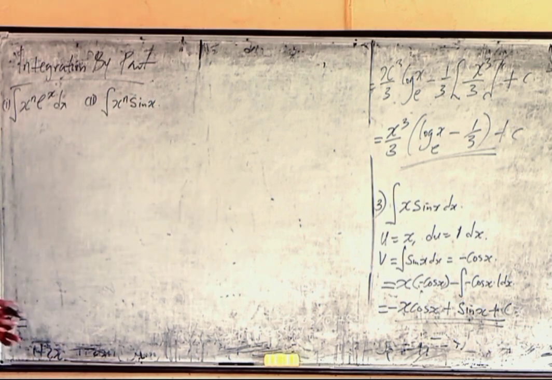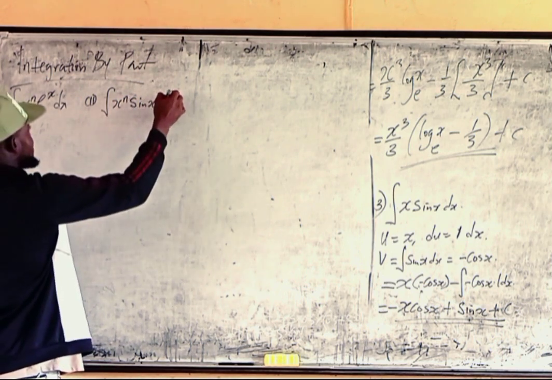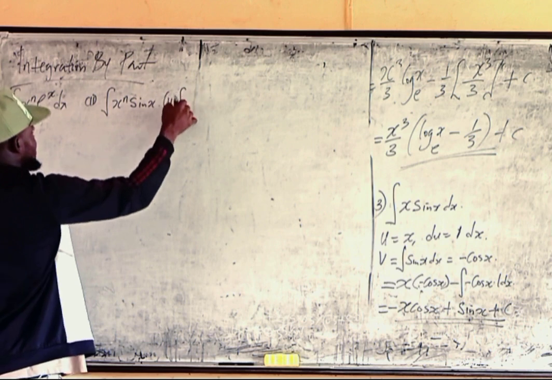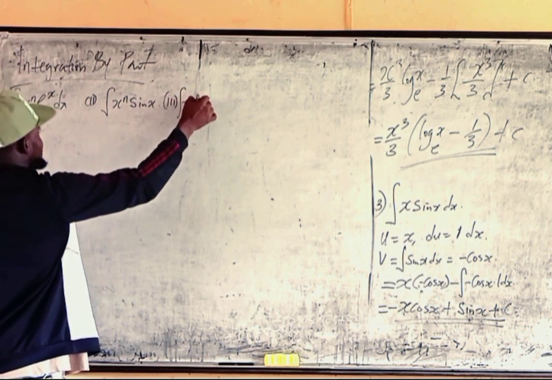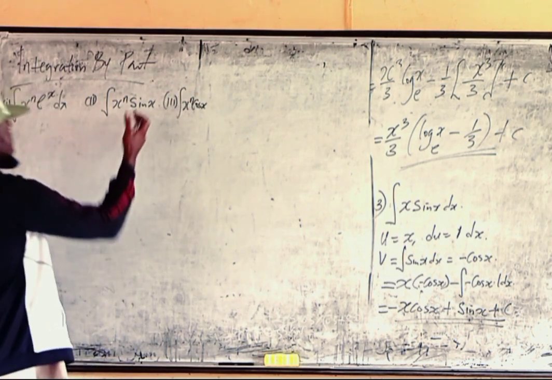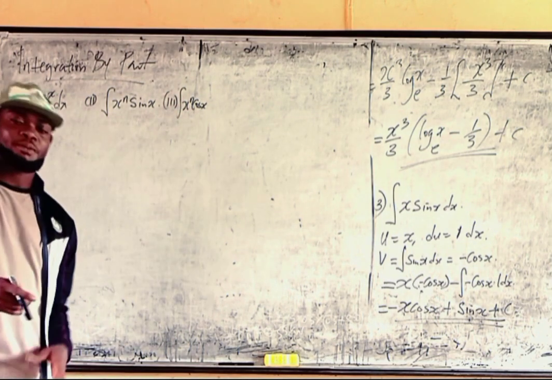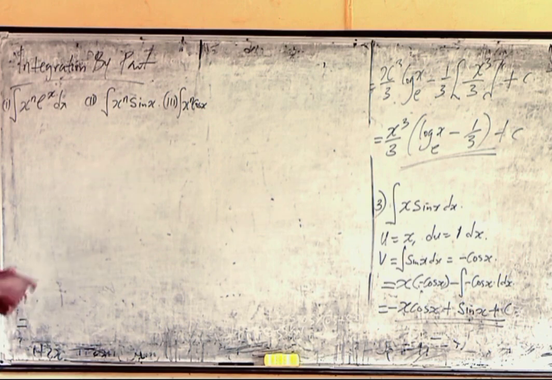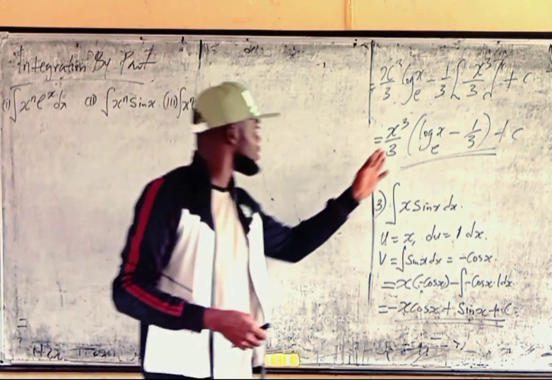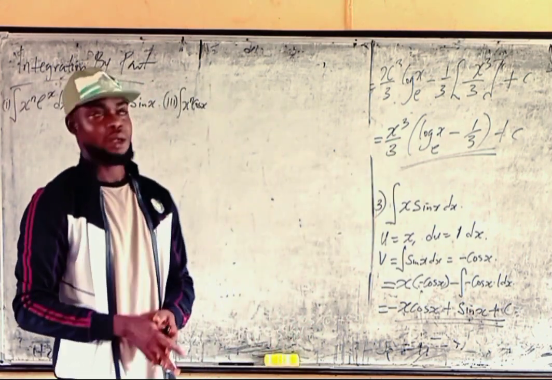Because of sine, cos and sine also work for this. Polynomial and cos also work for this. So the trick works for polynomial and sine, polynomial and exponential. But for a logarithmic function and polynomial, it might not work.